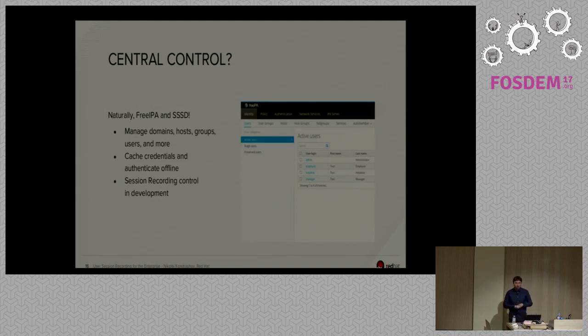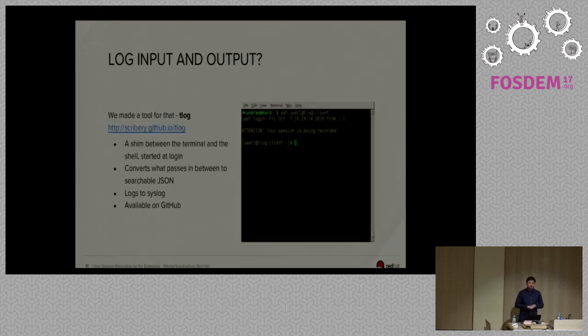So for logging input and output, we developed a tool called Tlog, which basically goes between the terminal and the shell and records everything that passes between, converts it to JSON, and logs it to syslog. And it already saw 3 releases. It's still not completely production ready, but it's pretty full featured. And we have been working on it for quite a long while.